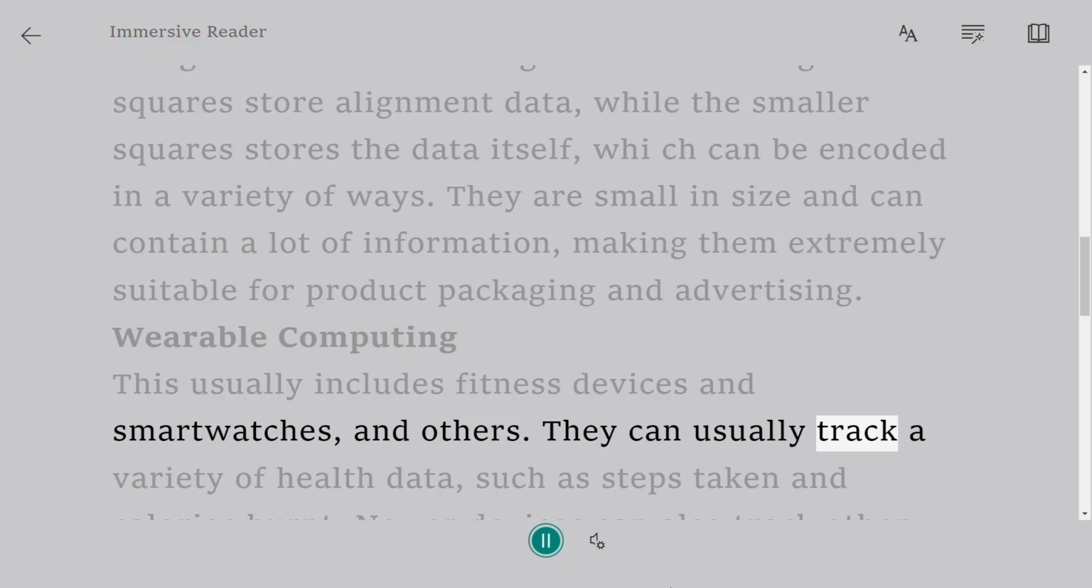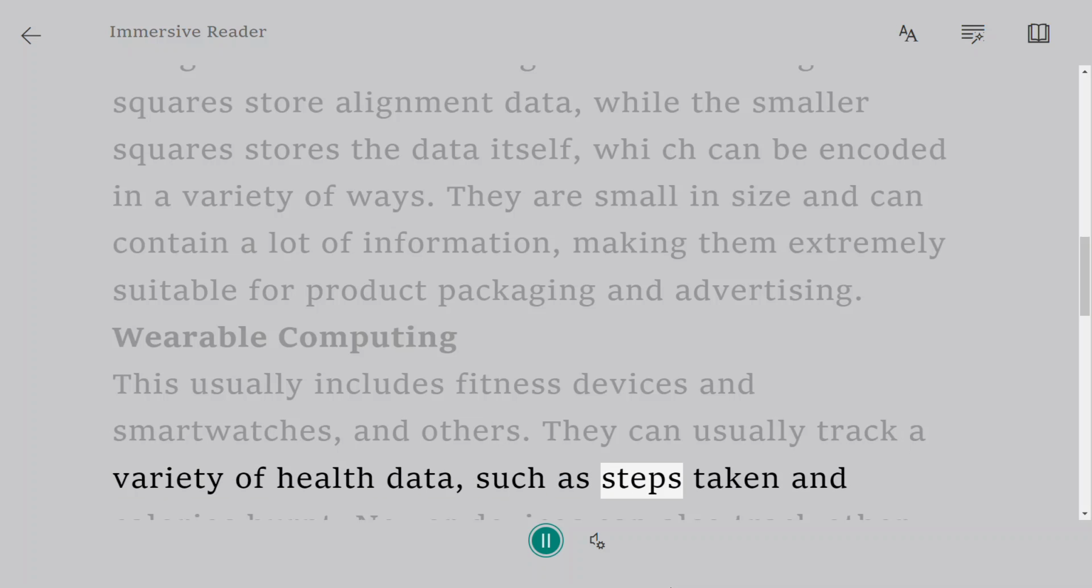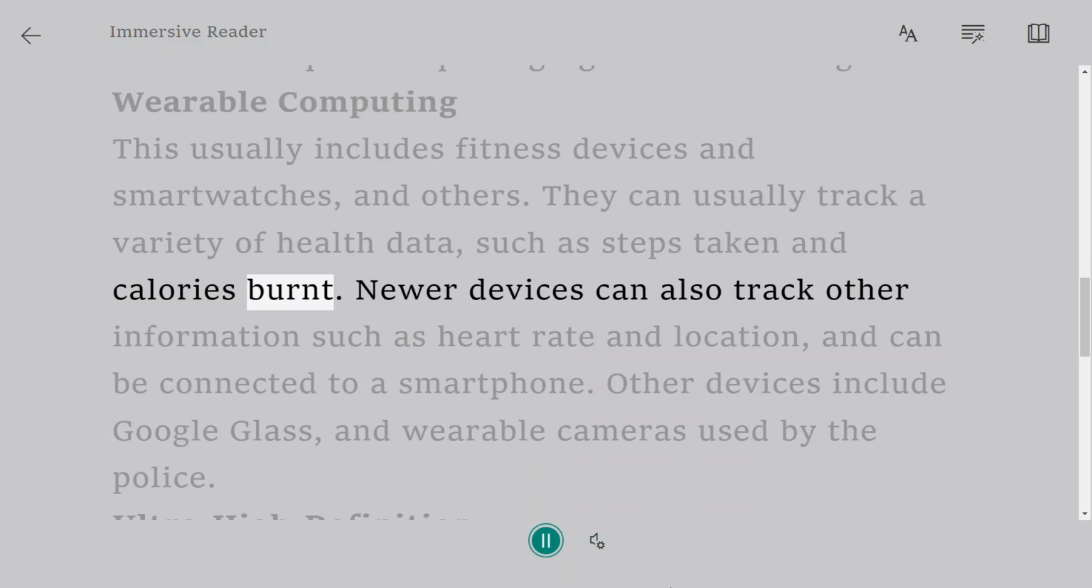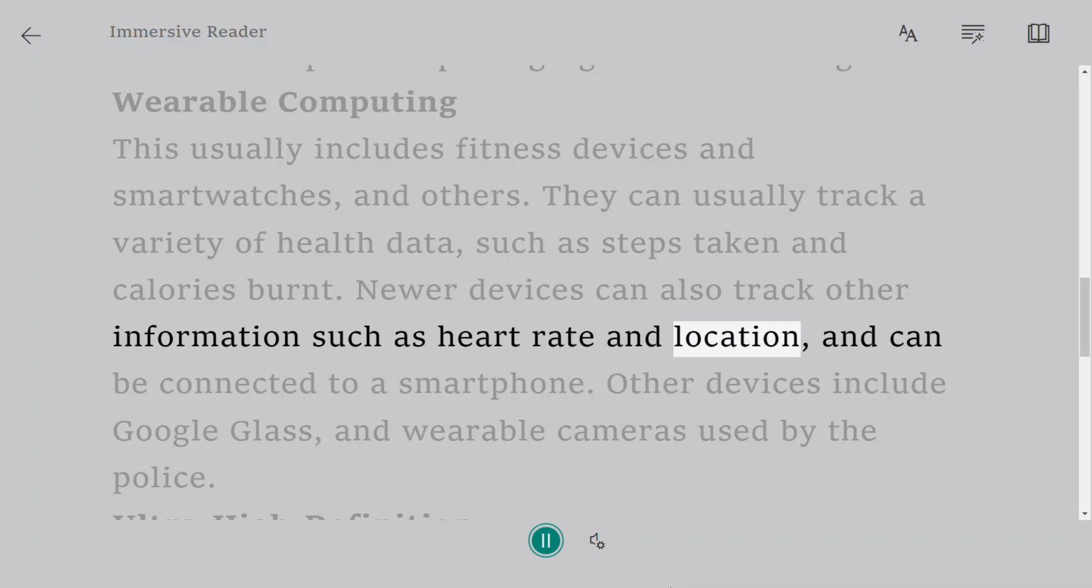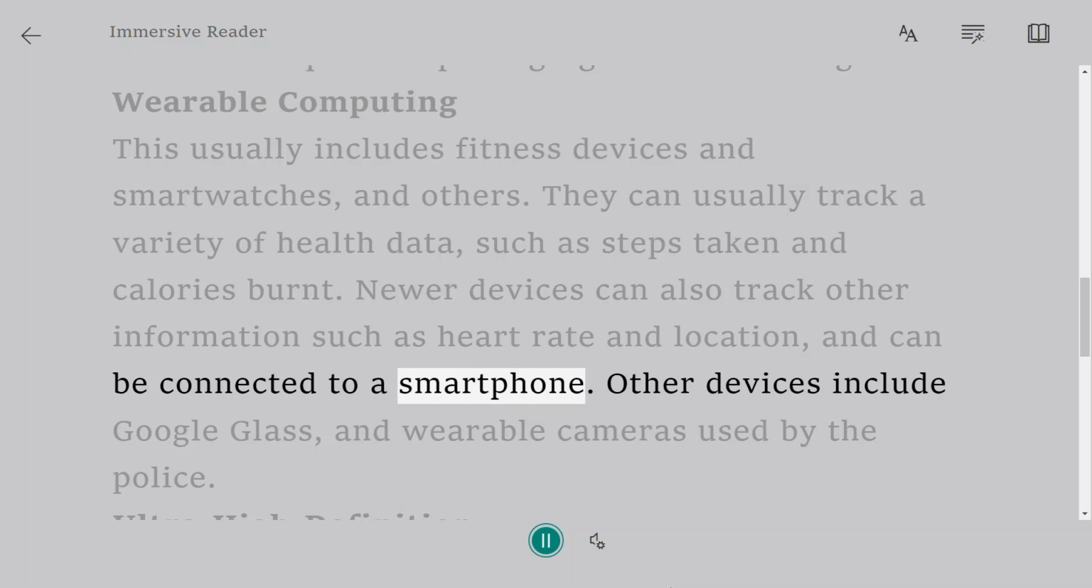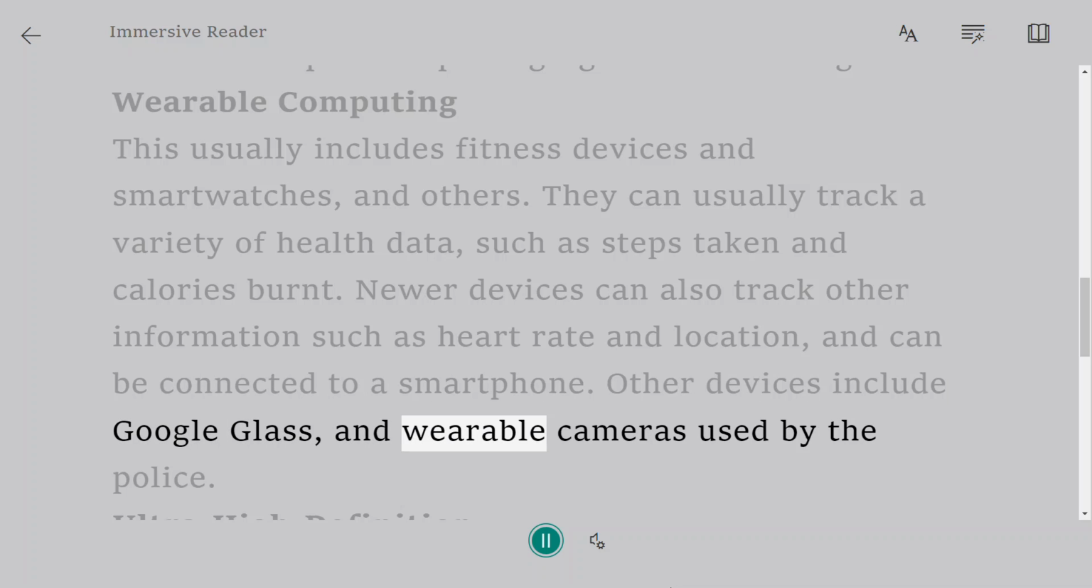They can usually track a variety of health data, such as steps taken and calories burnt. Newer devices can also track other information such as heart rate and location, and can be connected to a smartphone. Other devices include Google Glass and wearable cameras used by the police.